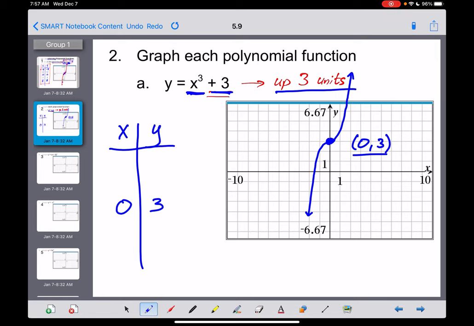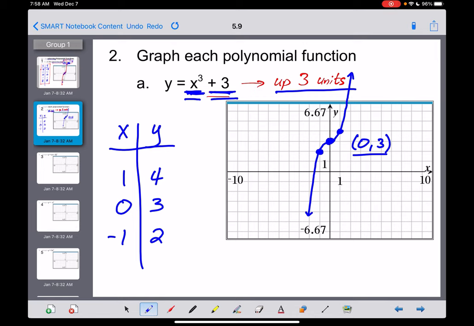What happens when I put in a 1 right here, guys? 1 cubed is 1. 1 plus 3 is 4. And if I were to plot the point 1, 4, that gets me right there. Yeah, that looks like I've drawn this thing correctly. And if I were to go left and put in negative 1, negative 1 cubed is negative 1. Add 3 to that, and you're going to get a positive 2. So negative 1, positive 2 is right there. Yeah, those 3 points kind of verify that we graphed this thing correctly.